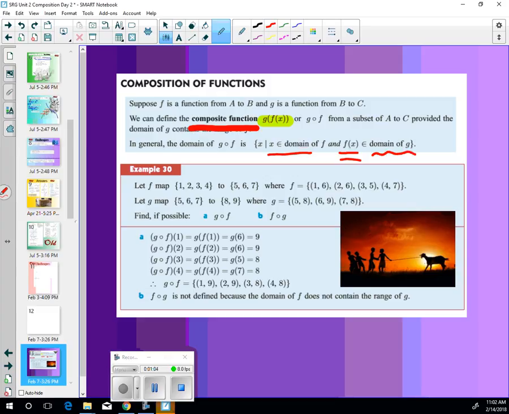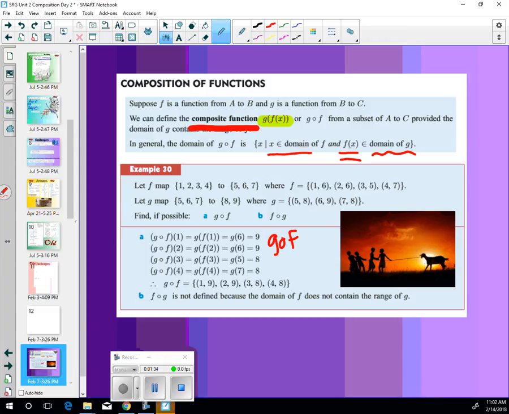Let f map 1, 2, 3, 4 to 5, 6, 7. And when you put those together, the pairs in f are going to be (1, 6), (2, 6), (3, 5), (4, 7). Okay, and then they do the same with g. So here's f and here's g. We're going to look at g of f and then f of g. Okay. Let's start with g of f.